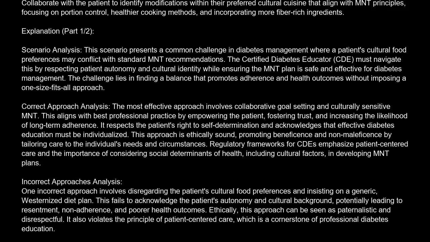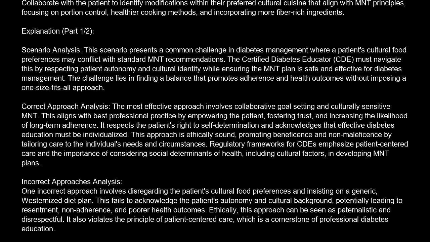The correct answer is C. Collaborate with the patient to identify modifications within their preferred cultural cuisine that align with MNT principles, focusing on portion control, healthier cooking methods, and incorporating more fiber-rich ingredients.